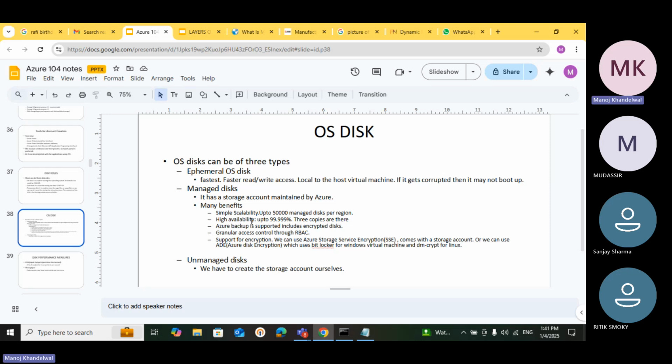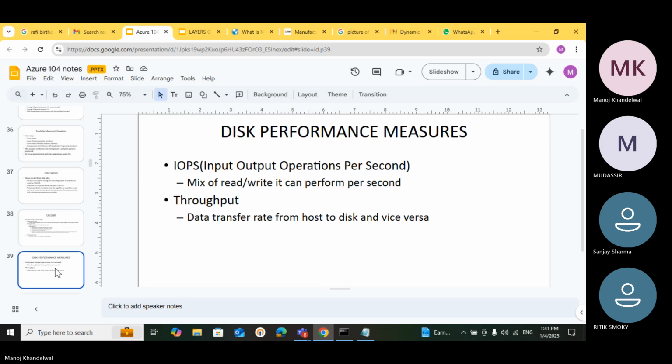Support for encryption, last one: we can use ADE, Azure Disk Encryption, which uses BitLocker for Windows virtual machines and VM encrypt for Linux. Okay, done? Clear? Everyone?